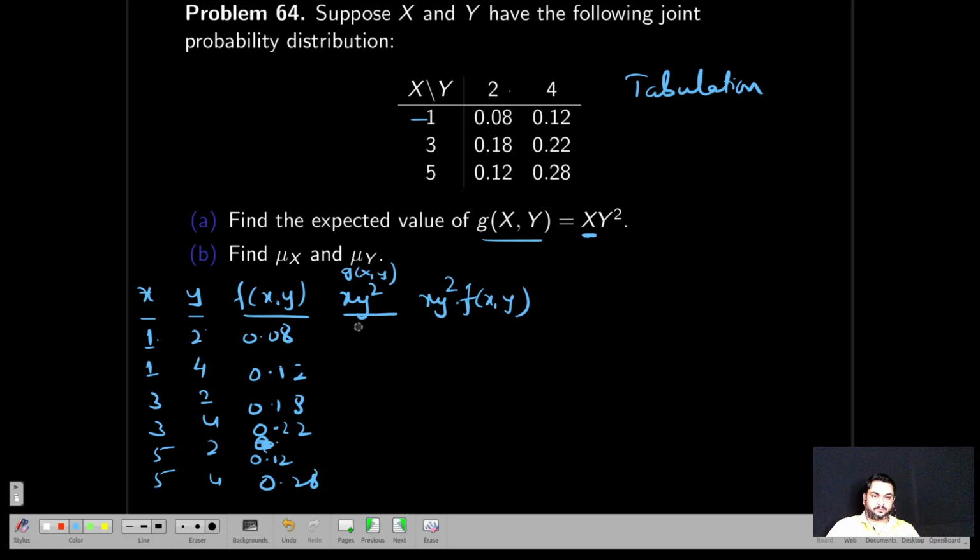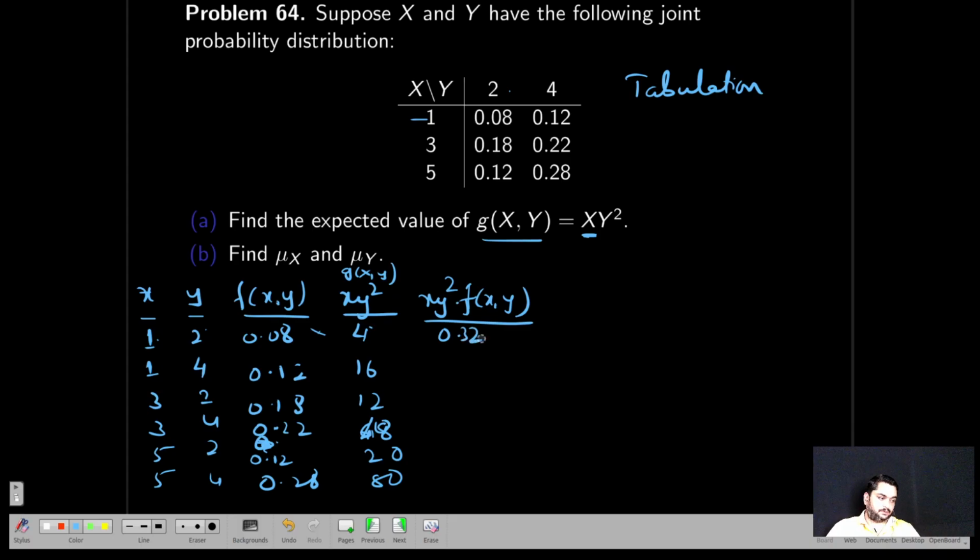X into y square. This will be 4. This will be 16. 3 into 4, 12. 3 into 16, 48. Then 2 square, 20. 4 into 5, 20. 4 square is 16, 80. Then you multiply these values now. This into this.